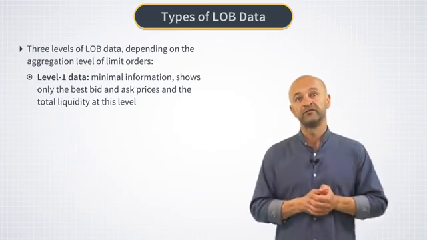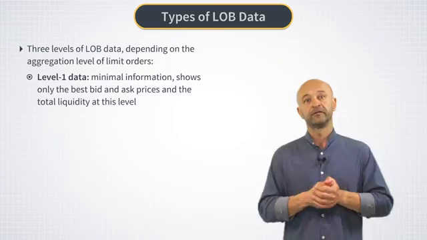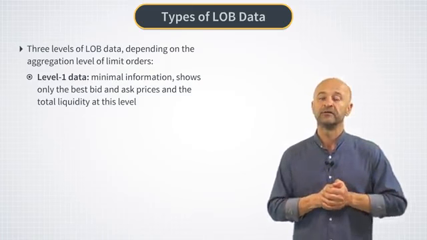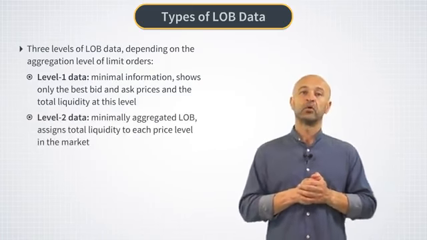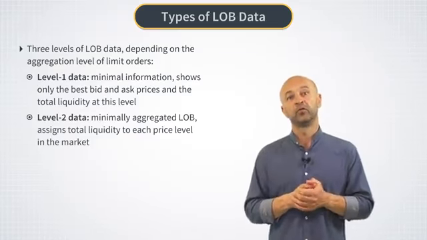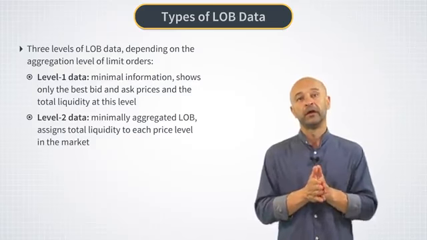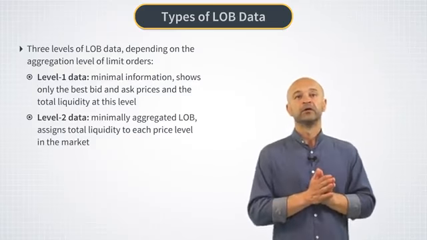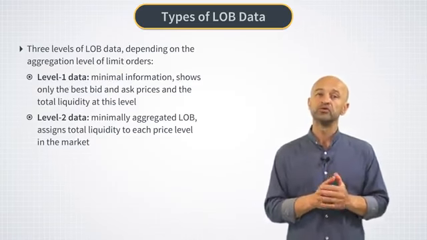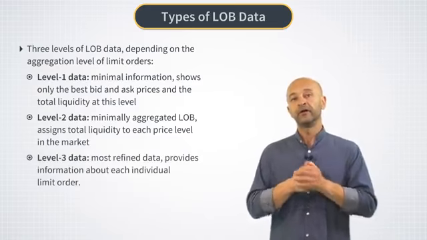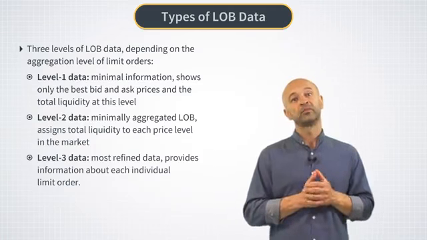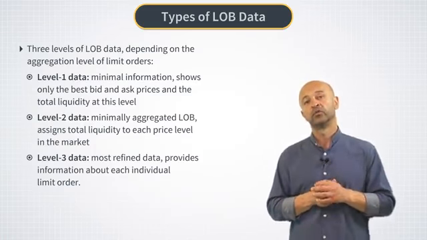And this is the most basic information from the LOB that can be combined with the trading data, as we will discuss a bit later. The second level is called level 2 data, and it shows the aggregated state of the LOB for 5 levels into both the demand and supply sides. So it gives you 5 bid quotes with quantities and 5 ask quotes with quantities. And finally, level 3 data is the most refined data that provides information about each individual limit order.